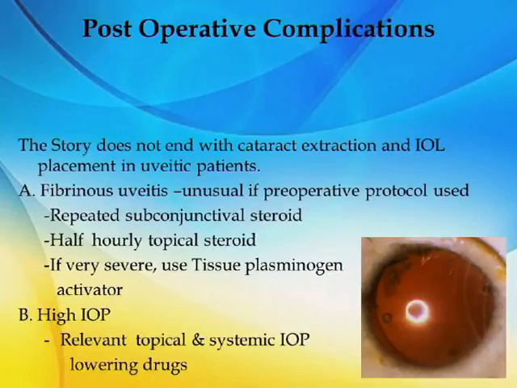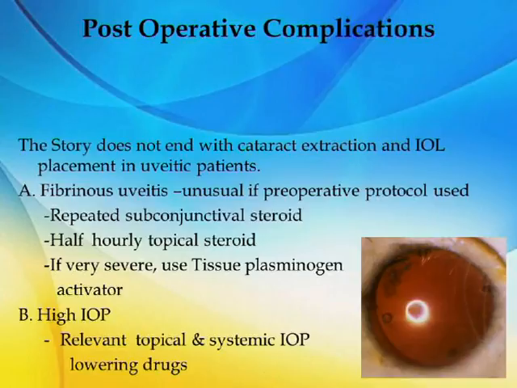The story does not end with cataract extraction and IOL placement in uveitic patients. You can expect early and delayed postoperative complications. The early ones may be fibrinous uveitis. It's unusual if you follow the preoperative protocol. But if there is fibrinous uveitis, repeated subconjunctival steroid is required, and half-hourly topical steroid. And if the condition is very severe, use tissue plasminogen activator.